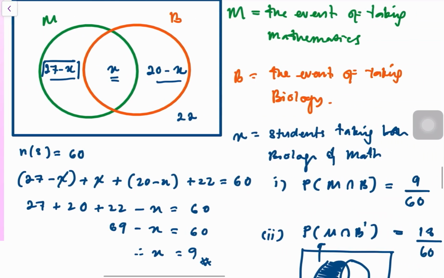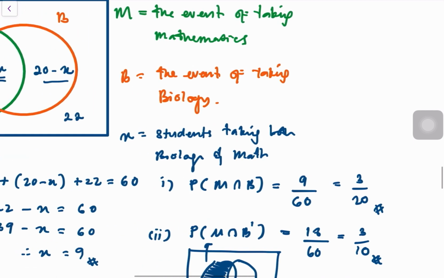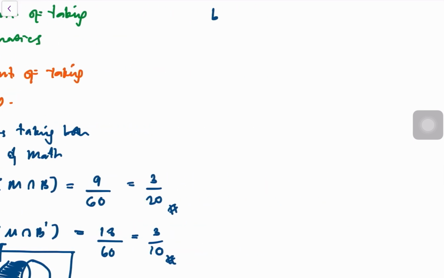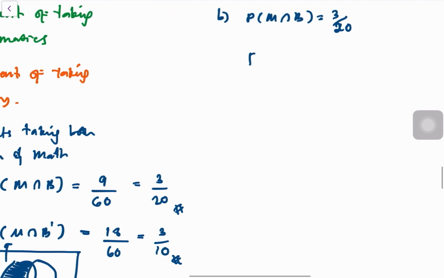So according to this Venn diagram, we should have the probability. We know that for B, the probability of M intersection B is equal to 3/20. And from here also, the probability of M, we're supposed to have 27/60, which after simplifying is 9/20.